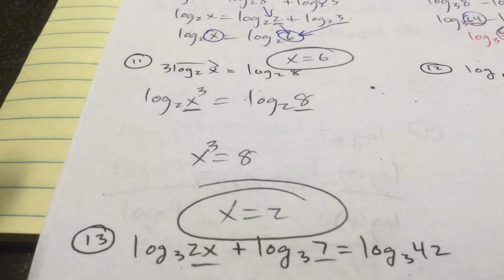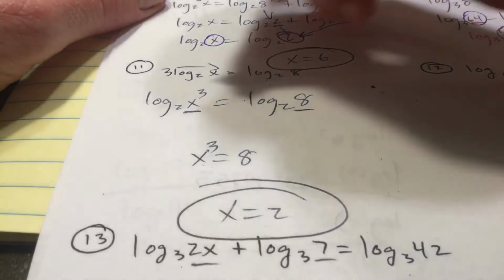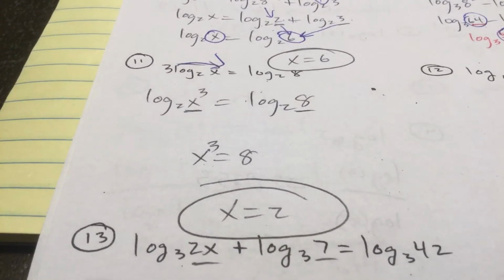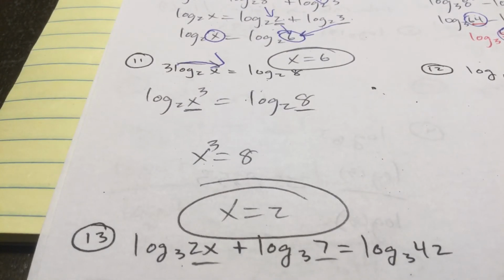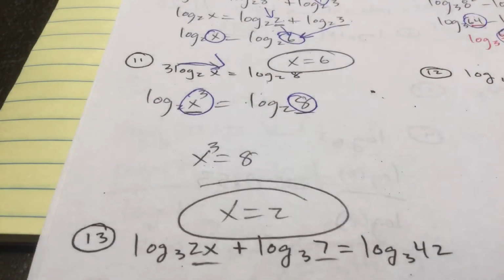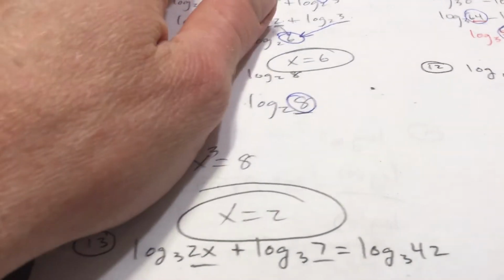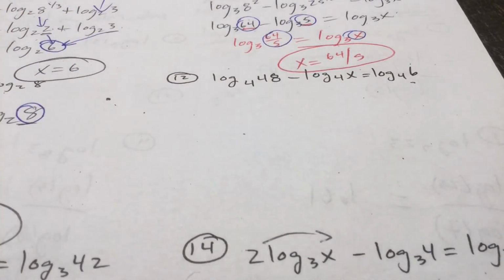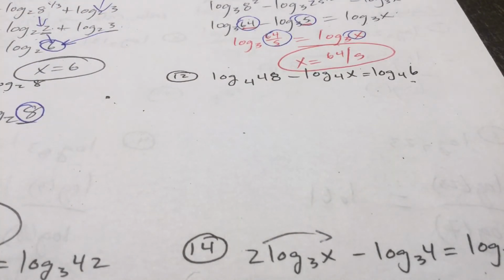All right, on 11. 3 is going to go up as an exponent. Log base 2 of x to the 3rd equals log base 2 of 8. That means x to the 3rd's got to be equal to 8. X is 2. I think you guys can do this one. And have the quotient property. This one is just like number 9. Give that one a try. We'll talk about it when you get back.